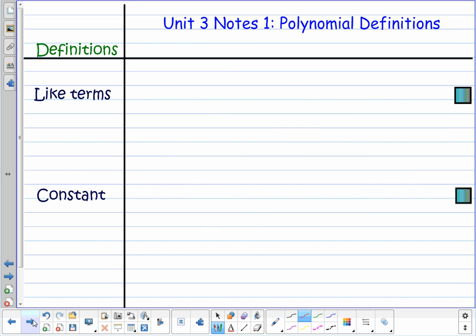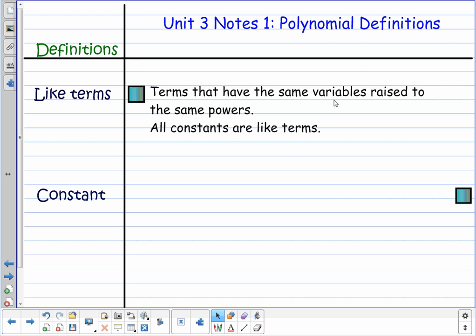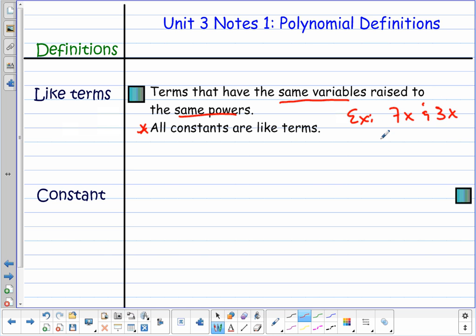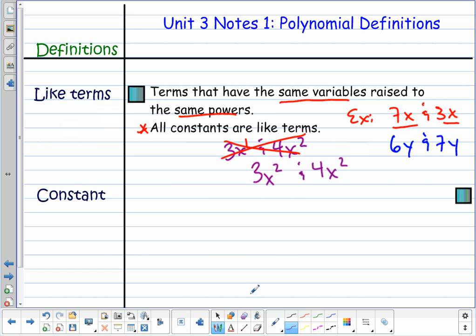Okay. Like terms, this is something that is not new. We have seen and talked about like terms for a long, long time now. Like terms are terms that have the same variable raised to the same powers. And then one thing to note is that all constants are like terms. So for example, if I had 7x and 3x, those are like terms. The variables are raised to the same power. If I have 6y and 7y, those are like terms. If I have something like 3x and 4x squared, those are not like terms. Even though they both have x's, this one is x to the first and that one is x squared. Those are not. But if I had 3x squared and 4x squared, those are like terms.